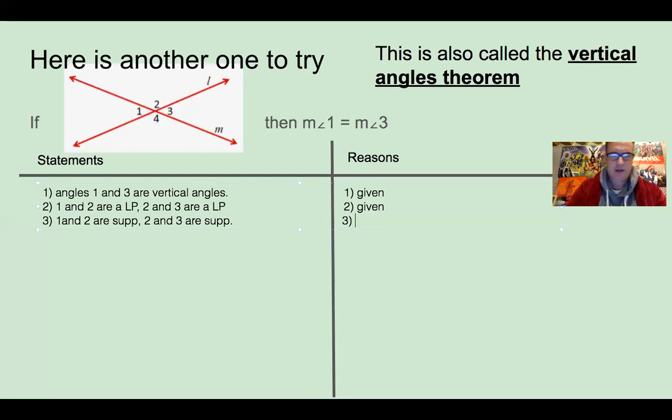Part 3. All right, there it is. That's the best I can do, though. Sorry. This is the linear pair theorem, which says that if we have linear pairs, then they are supplementary.